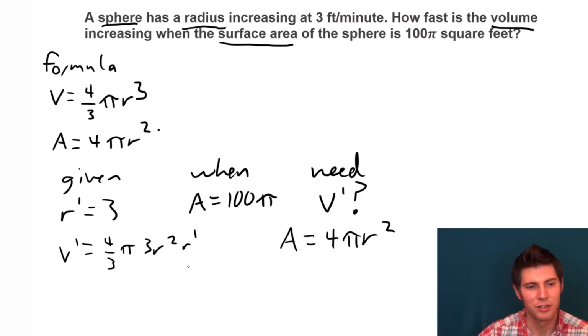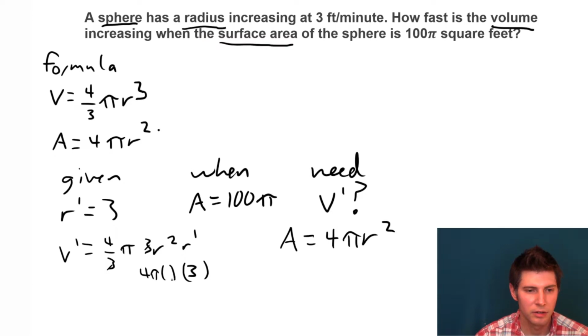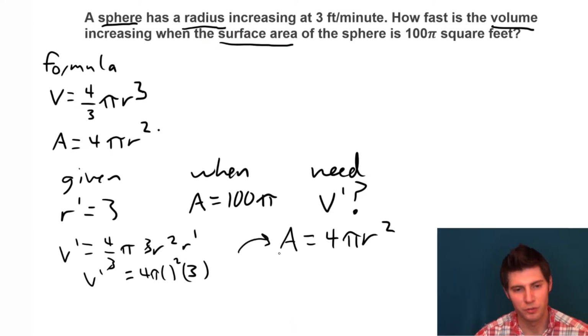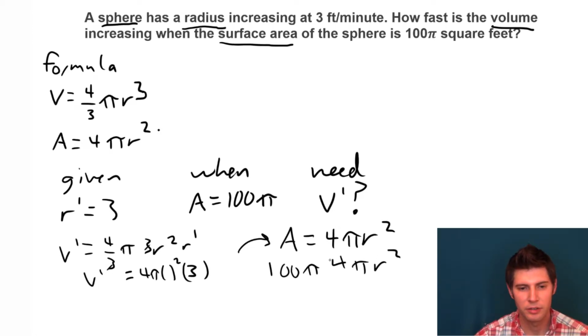Now let's start plugging stuff in. R prime is 3. We don't know r. And then 3 times 4/3 cancels, so then we have 4 pi. And then once we know what r is, we're just going to square it. And then v prime is the thing we're solving for. So now how do we get this r? From the other formula. So I'm going to plug in 100 pi for A, and then we have 4 pi r squared. And now we're going to solve this to get the r to plug back into this formula.